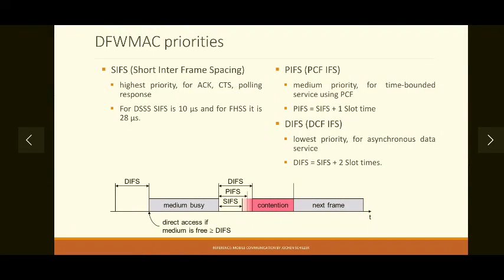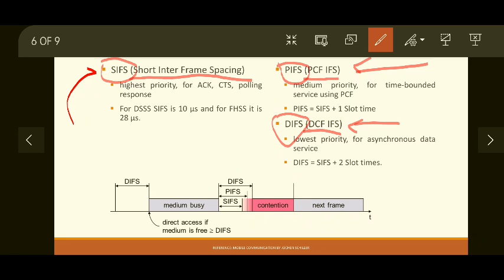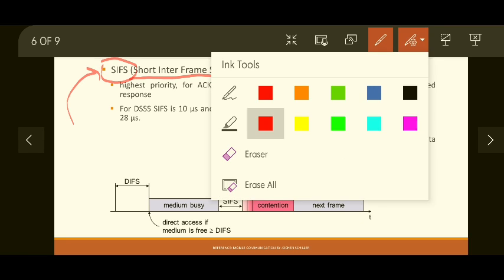So the three waiting periods defined by IEEE are known as SIFS, PIFS and DIFS. SIFS stands for short interframe spacing, PIFS stands for PCF interframe spacing, and DIFS stands for DCF interframe spacing. So the waiting period for DCF is DIFS, the waiting period for PCF is PIFS, and the waiting period for control packets is SIFS. Okay, that is the summary of it.